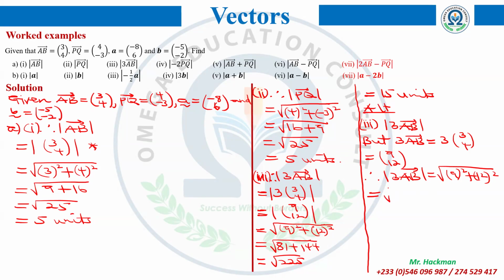Which will give us root of 81, which is the 9 squared, plus 144, which is the 12 squared, which will give us root of 225, which will give us 15 units.